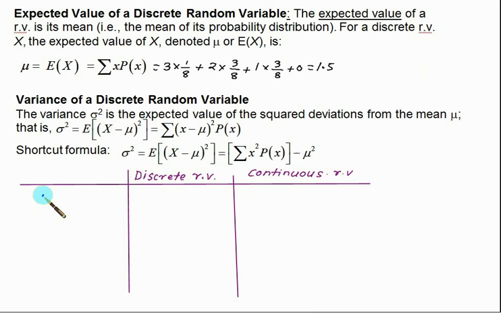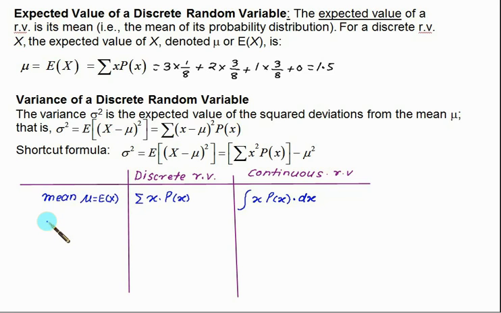Let's make a difference between discrete and continuous random variable. The mean value or expected value, that is mu equal to E of x, is simply given as the sum of x into p of x. Whereas in the continuous random variable, the same value is obtained by the integral of x into f of x into dx. So this is a slight difference. In discrete you have to use the symbol sigma. In continuous you have the symbol of integration.